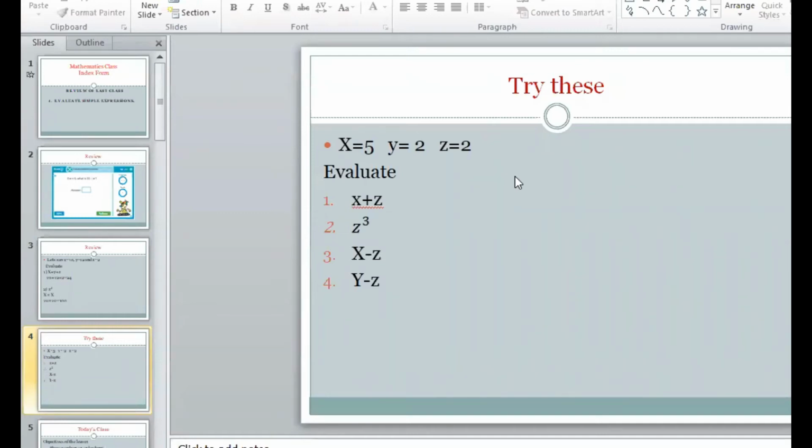X plus Z equals 5 plus 2. What is X and what is Z? Lydia, let me hear you explain it quickly. X plus Z. You have X is equal to 5 and Z is equal to 2. So you put 5 plus 2 equals 7. Very good. All right. Next person with Z cube, or Z to the third power.